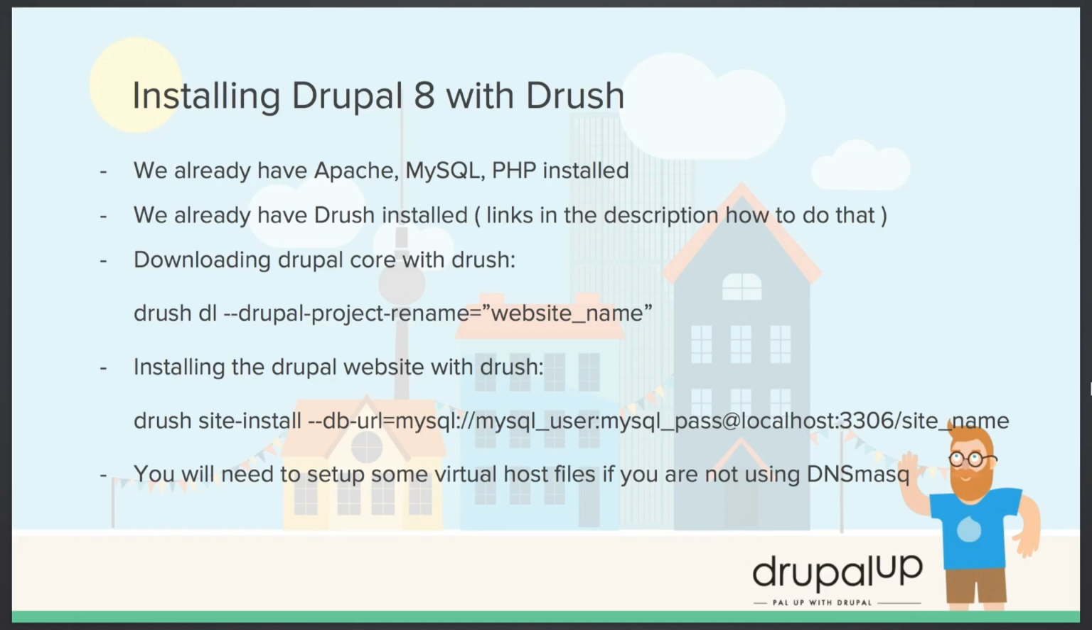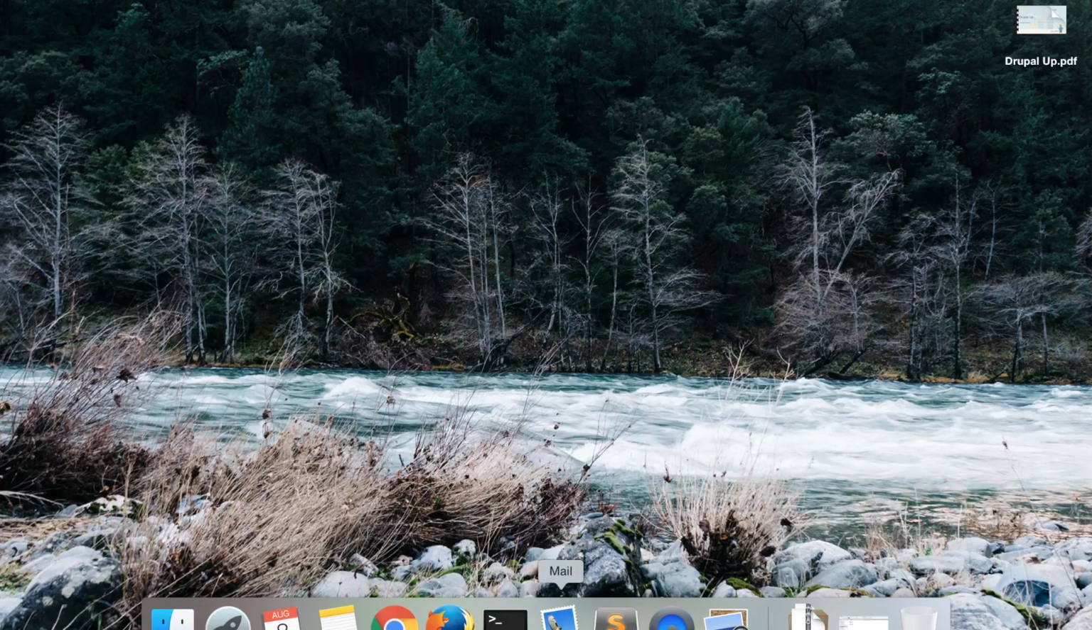So first, what is Drush? Drush is a tool that you may use from your terminal in order to download Drupal, install Drupal. You may clear Drupal's cache. You may download and install Drupal modules, download and install Drupal themes, update Drupal modules, update core. So basically it's a wonderful tool. So let's jump to the terminal.